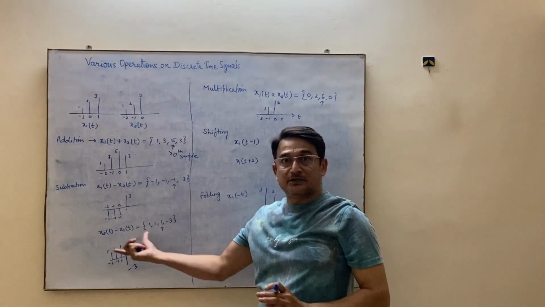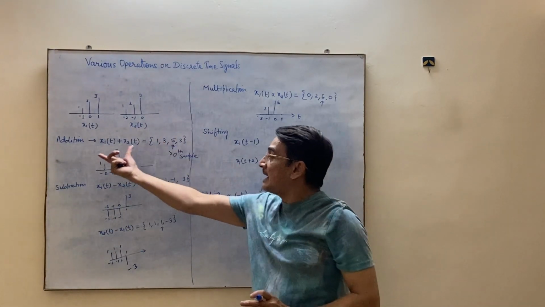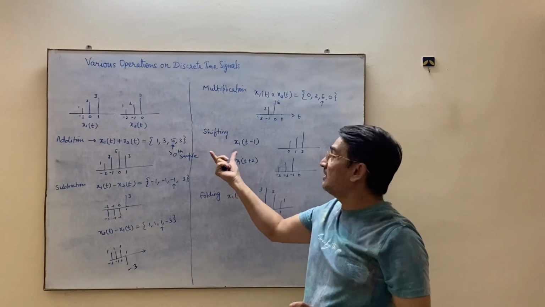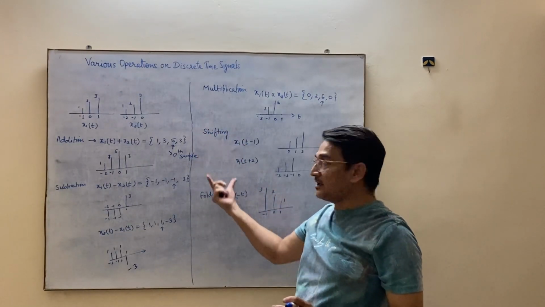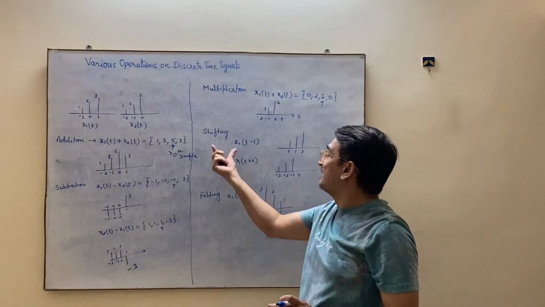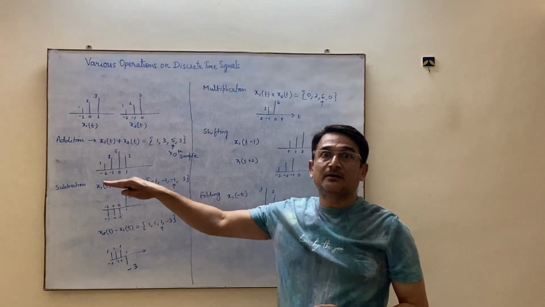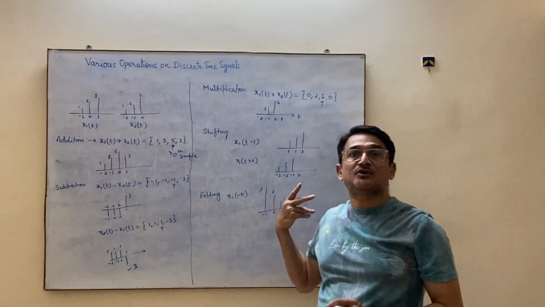So the general operations are addition, subtraction and multiplication. Other than that, there are two more operations. One is known as shifting operation, another is known as folding operation. Shifting means you are shifting your signal either in the negative direction or in the positive direction.